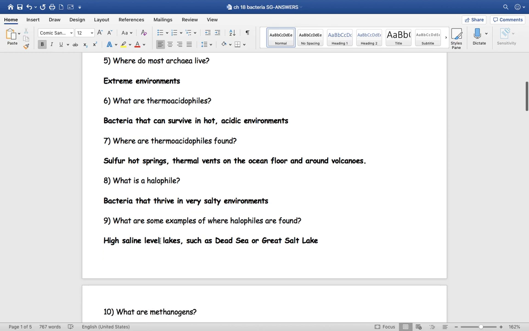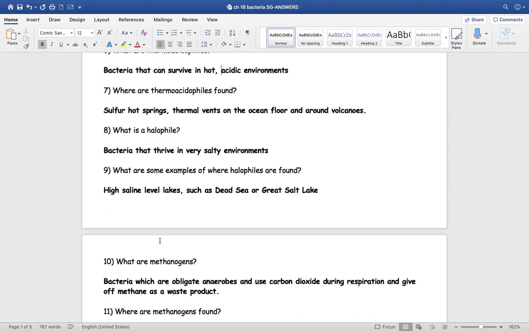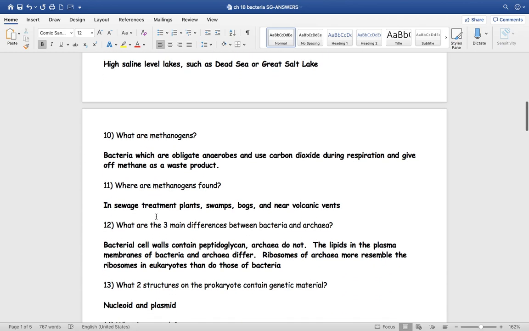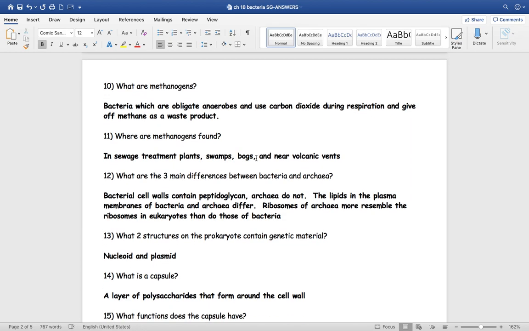Number 9, what are some examples of where halophiles are found? They're found in high saline lakes such as the Dead Sea or Great Salt Lake. What are methanogens? They're bacteria that are obligate anaerobes. That means they have to have no oxygen. It cannot be any oxygen. And they use carbon dioxide during respiration to give off methane as a waste product. Where are methanogens found? Sewage treatment plants, bogs, swamps, and near volcanic vents.